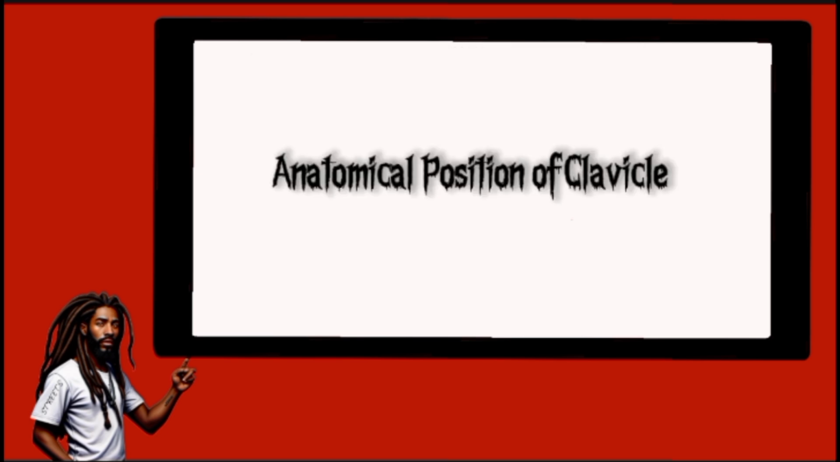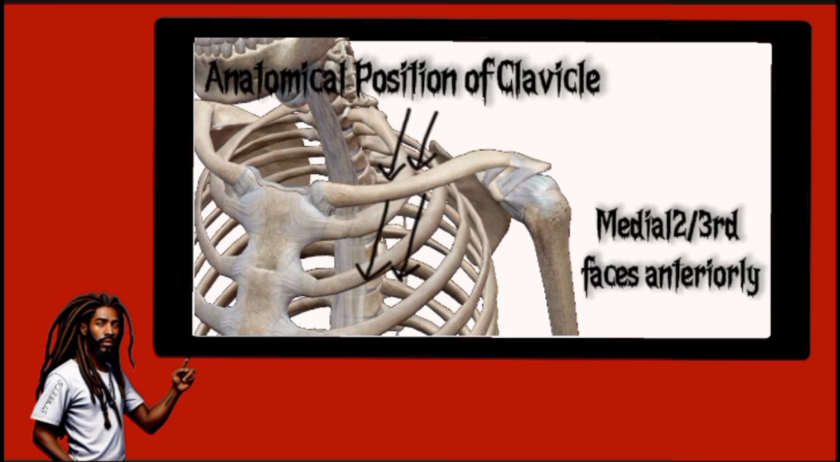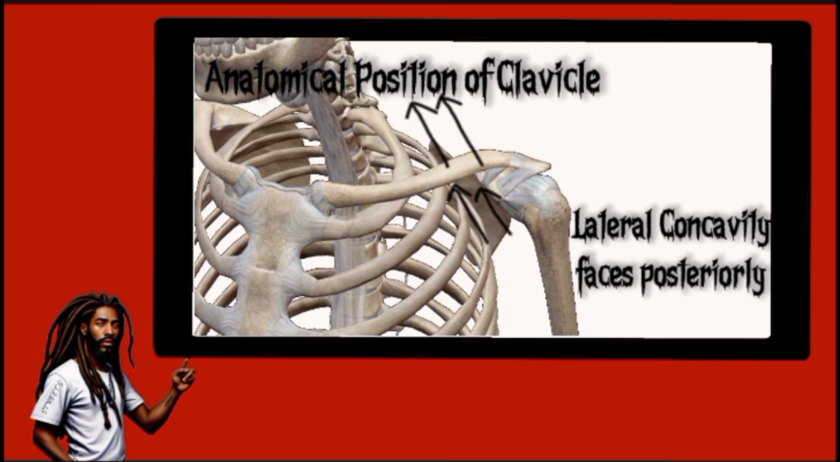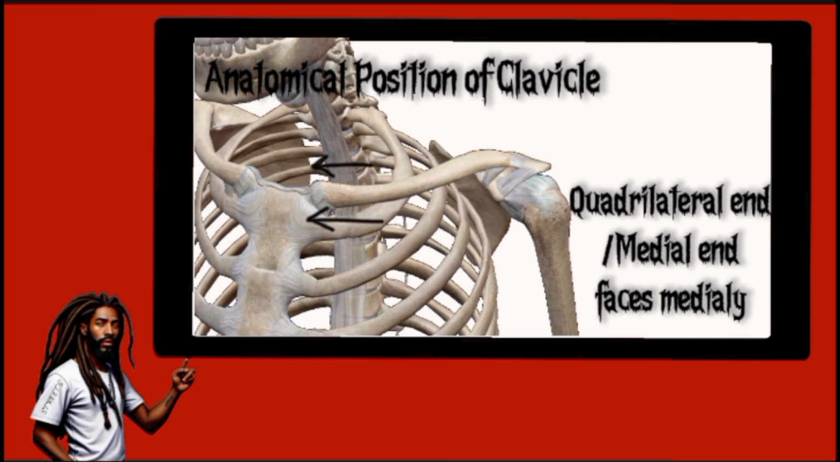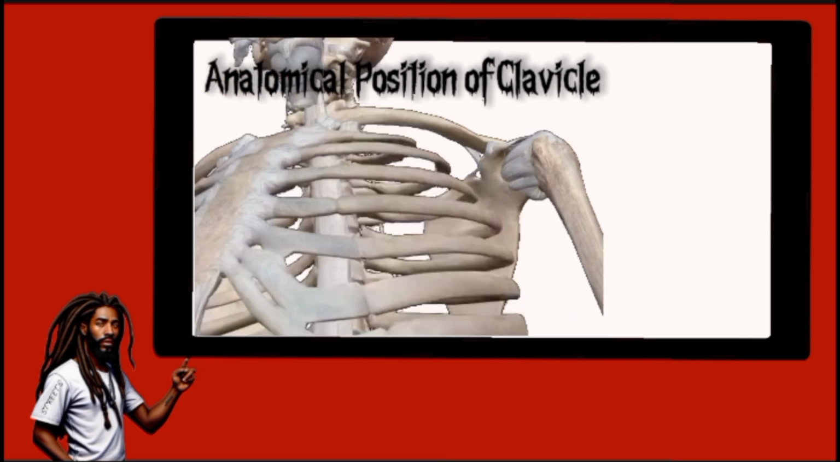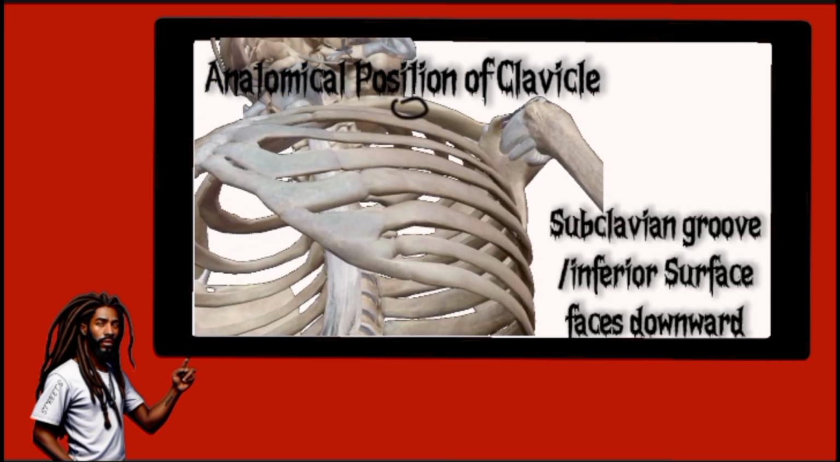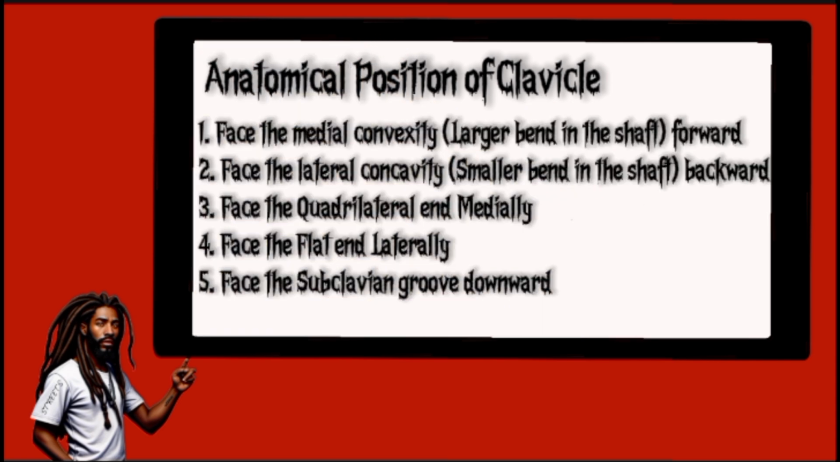Now let us take a look at the anatomical position of the clavicle, and how to place it in that position. To place the clavicle in anatomical position, you see that medial convexity, let it face front. That lateral concavity, let it face back when you are holding it. Also, make sure the quadrilateral end is on the medial side. The flattened end is on the lateral side. Also, below the clavicle in the shaft, you will see one small groove or marking. That is what you use as your marking for the inferior surface of the clavicle, the part that faces down. That groove is called the subclavian groove.